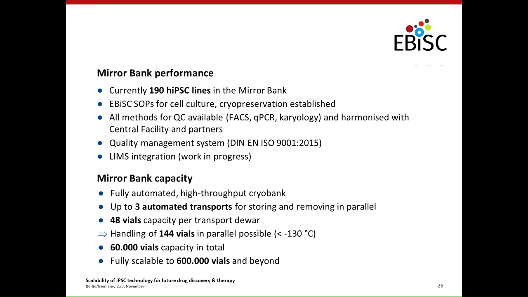Our capacity is that we have a fully automated high-throughput cryobank with 3 automated transports. We can handle 144 vials in parallel. That means we can bring them in, bring them out, all completely automated. And we can store 60,000 vials, but this can be scaled to 600,000 vials.